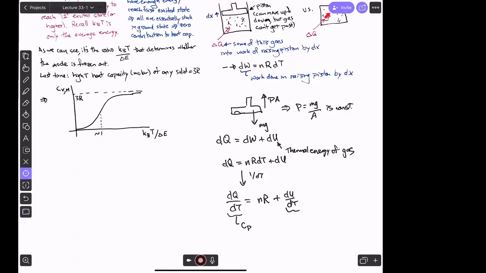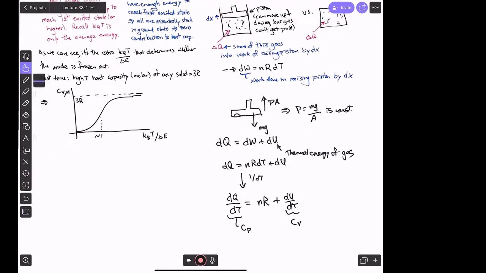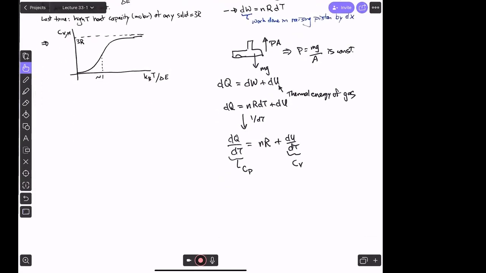du by dt, that's what we'd get for this example where all the heat is going into the gas. So if this dW term was 0, we just have the du term. That's what we already calculated. That's the heat capacity at constant volume. And so what we just showed is that for an ideal gas, the heat capacity at constant pressure is equal to little nR plus the heat capacity at constant volume.